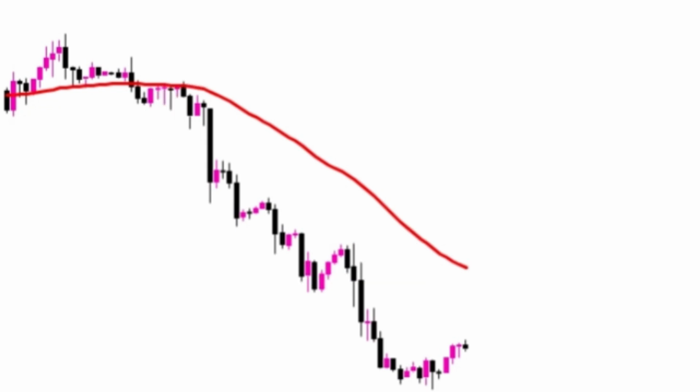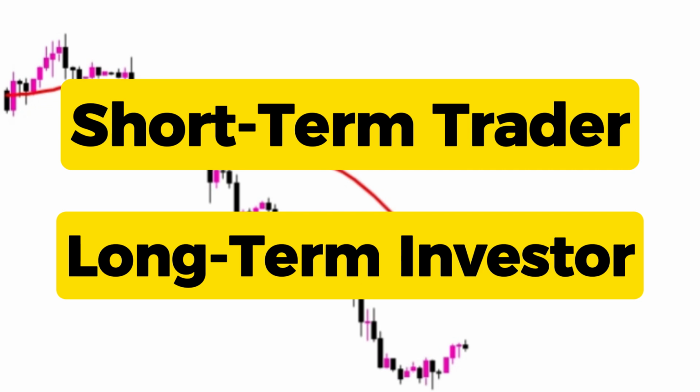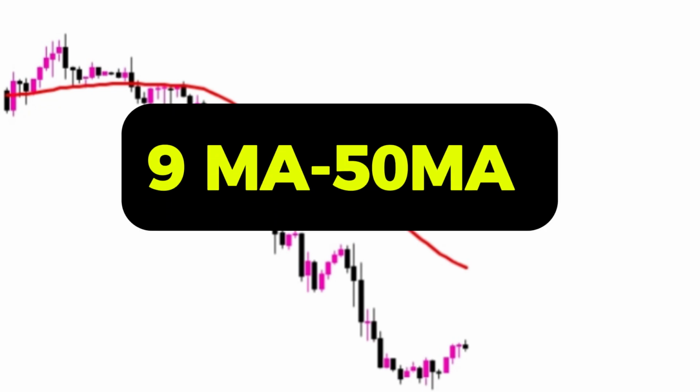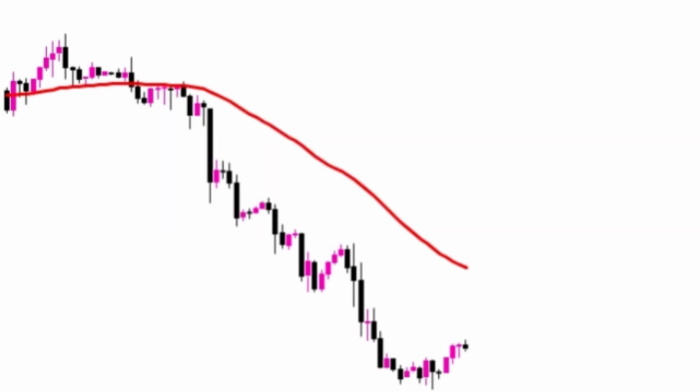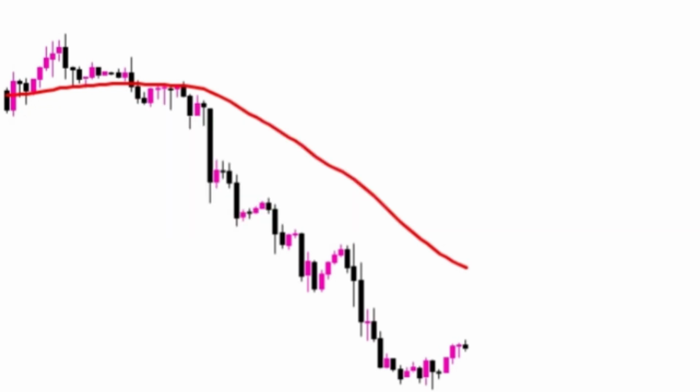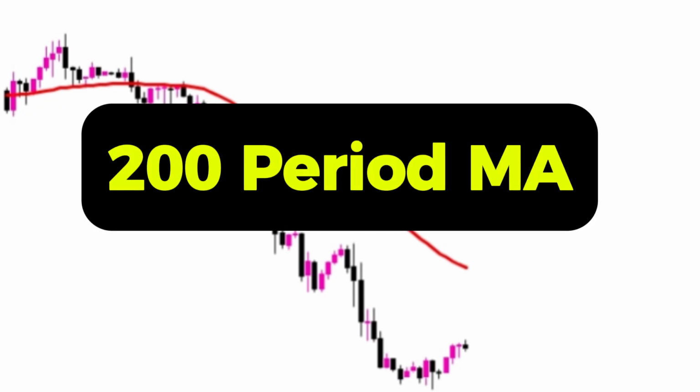The moving average line is used by both short-term traders and long-term investors. The difference is just in the period of the moving average. The short-term trader generally uses a moving average period between 9 and 50, while the medium-term trader uses the 100-period moving average line for finding buy or sell opportunities in the market. And similarly, the long-term investor uses the 200-period moving average, as the price reaches this level only when the price is highly oversold or overbought.